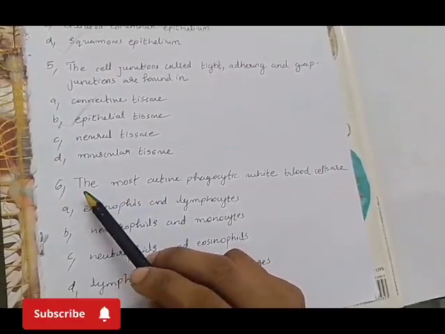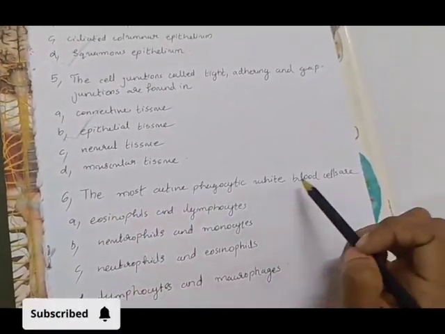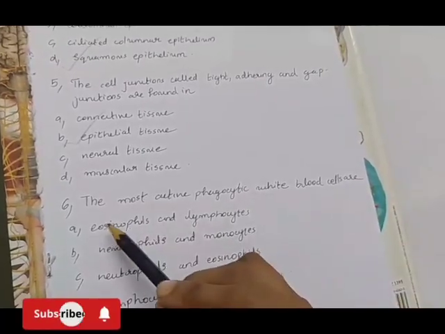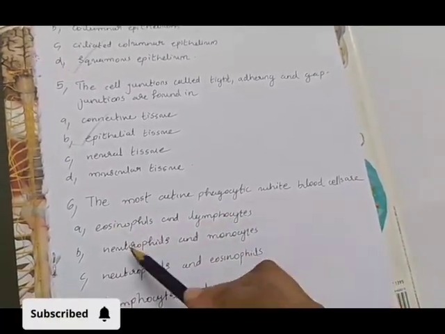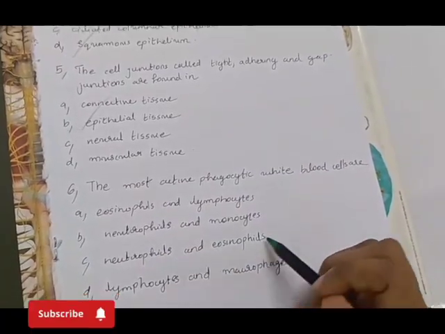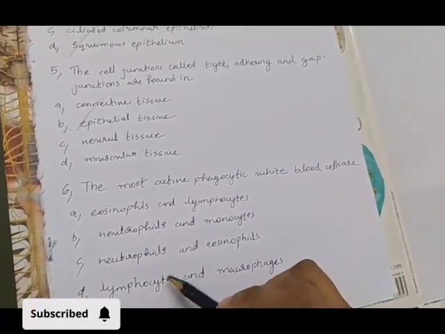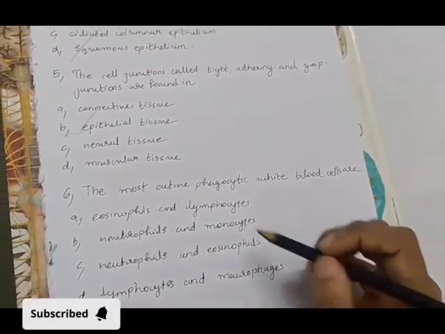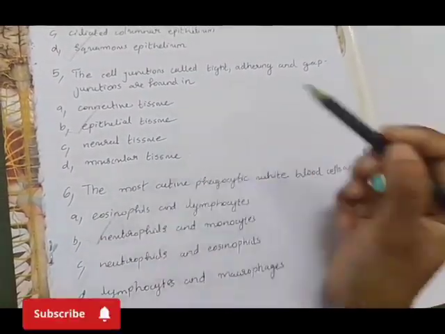Last question is, the most active phagocytic white blood cells are A. Eosinophils and lymphocytes, B. Neutrophils and monocytes, C. Neutrophils and eosinophils, D. Lymphocytes and macrophages. Answer is option B, neutrophils and monocytes.